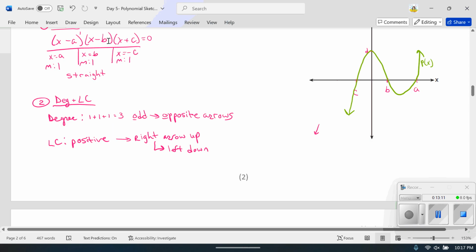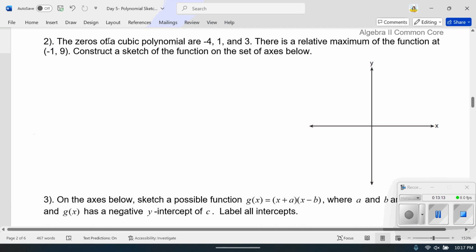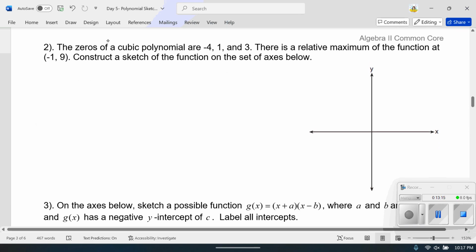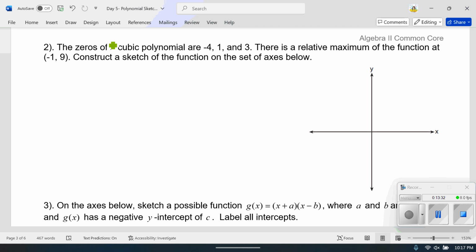Trying another one. The zeros of a cubic polynomial are -4, 1, and 3. There's a relative maximum of the function at (-1, 9). Construct a sketch of the function on the set of axes below. Okay, so your zeros: x equals -4, x equals 1, x equals 3.